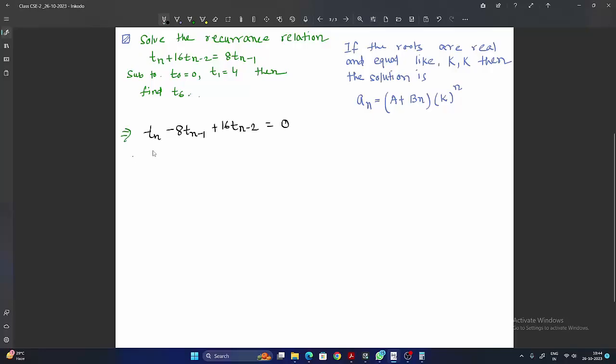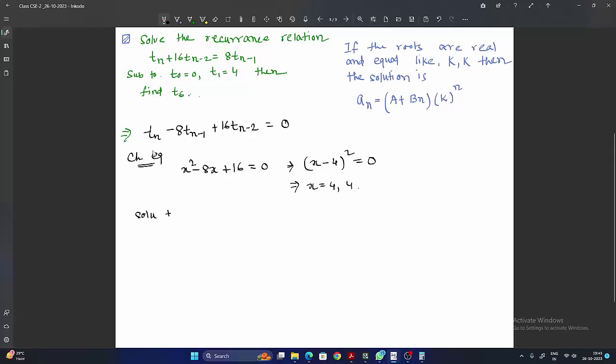So now what is the characteristic equation? Tell me, what is the characteristic equation? X square minus 8x plus 16 equals to 0. So that means x minus 4 whole square is 0. Characteristic roots are x equal to 4 comma 4.